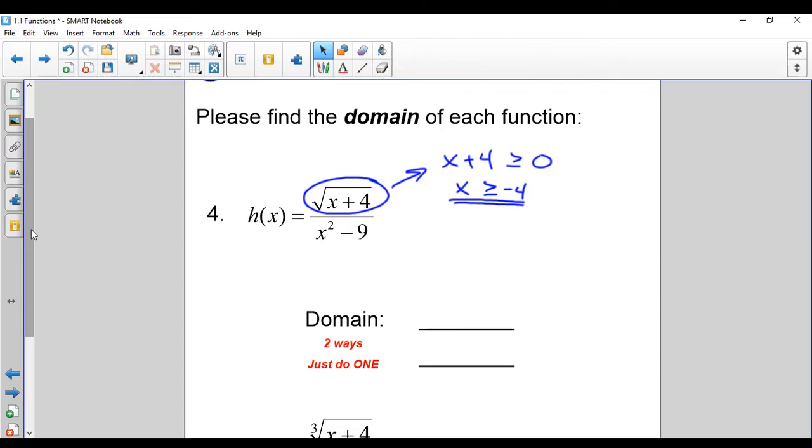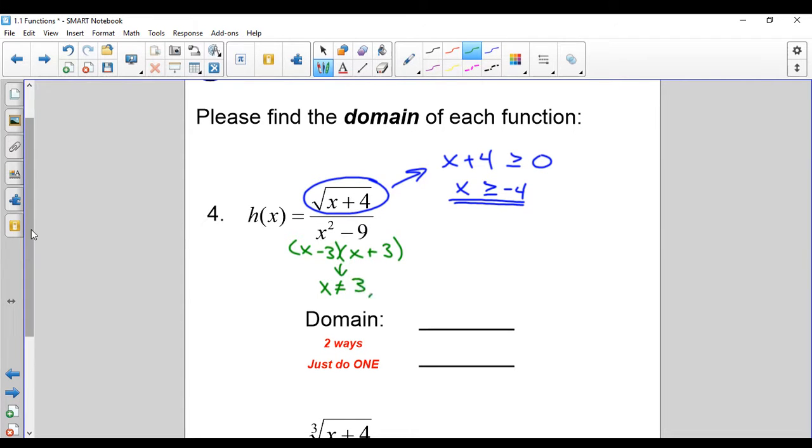We figure out what's going to make the bottom 0. So we have to factor it. Maybe you don't need to factor this one. You can do that in your head, and that's okay. So x cannot equal 3 or -3.